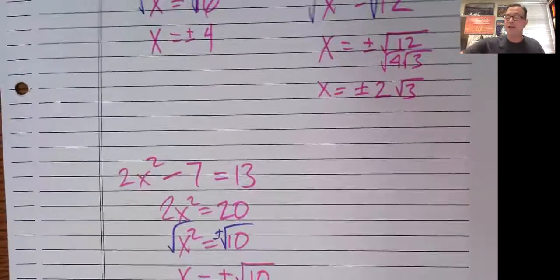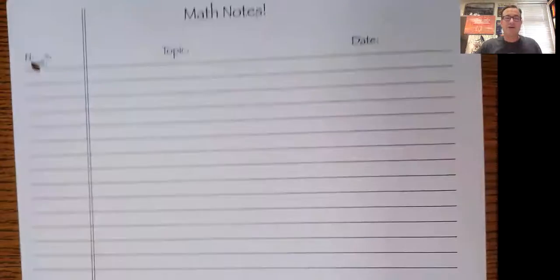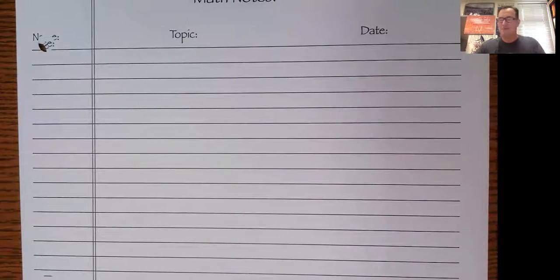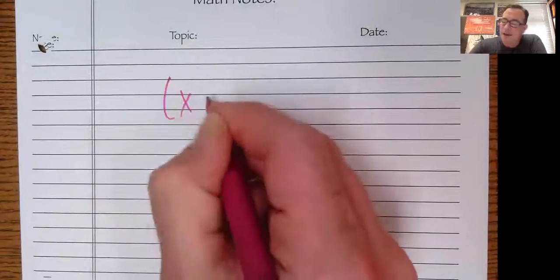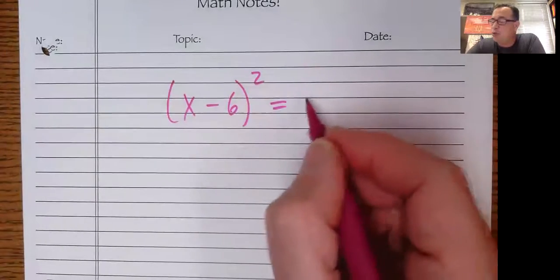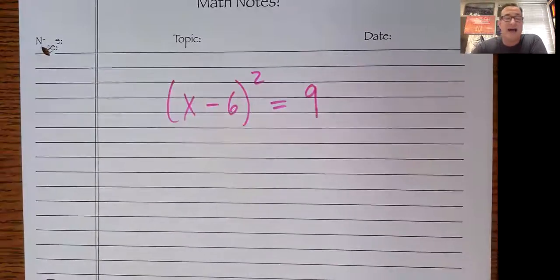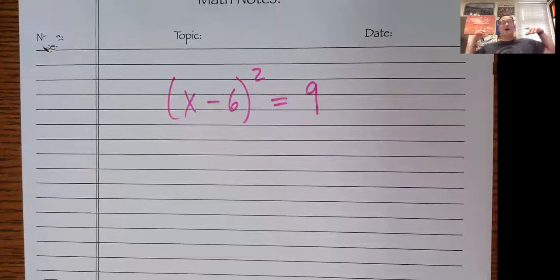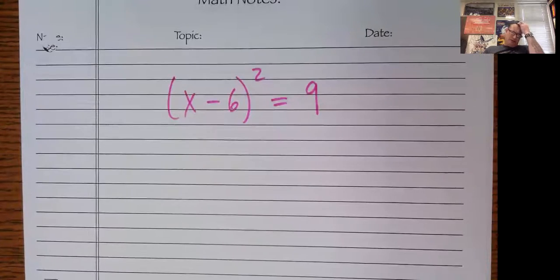So I'm going to give you a problem that we will extract the square root to get. First time I saw one of these, I was like, what? Okay. x minus 6 squared is equal to 9. Let's do that. Now, I'll tell you, the first time that I learned about anything like this at all, I was like, all right, so crap.